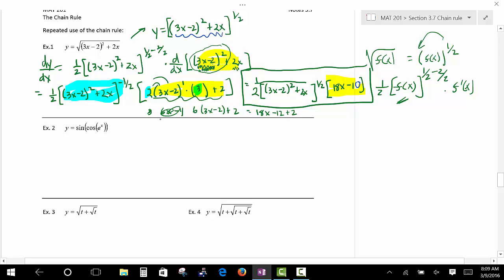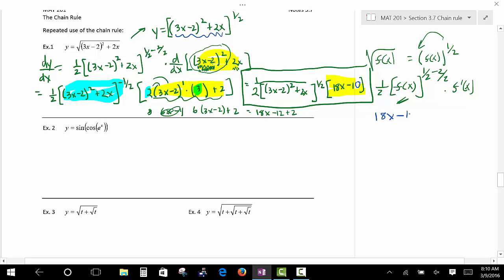I think 18x minus 10 should be on the top of the fraction, isn't it? Well, I tried to write it at the side, but you're right. It would be better if I wrote it that way. I was trying to write it at the side, so let's write this better. Like this. Let's write this.